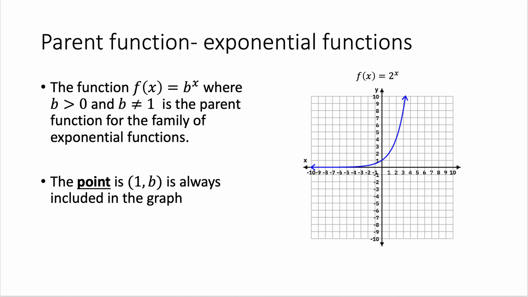The point 1, b is always going to be included in the graph. Okay, so in this case, b is 2. So notice that the point 1, 2 is actually included in my graph. The reason for that is because if I plug in 1 to my function, I get f of 1 equals b to the 1. Anything to the first power is just going to be that number itself. So b to the 1 is just going to be b. So that's how we get that point 1, b included in our graph.